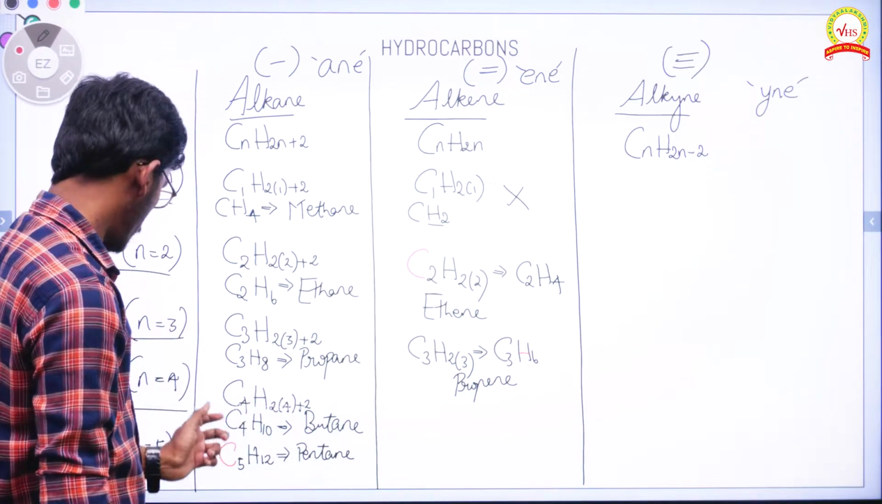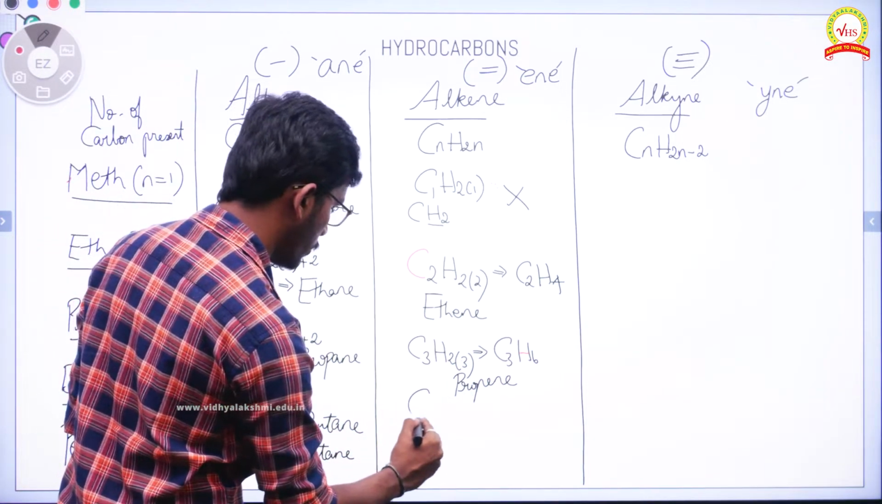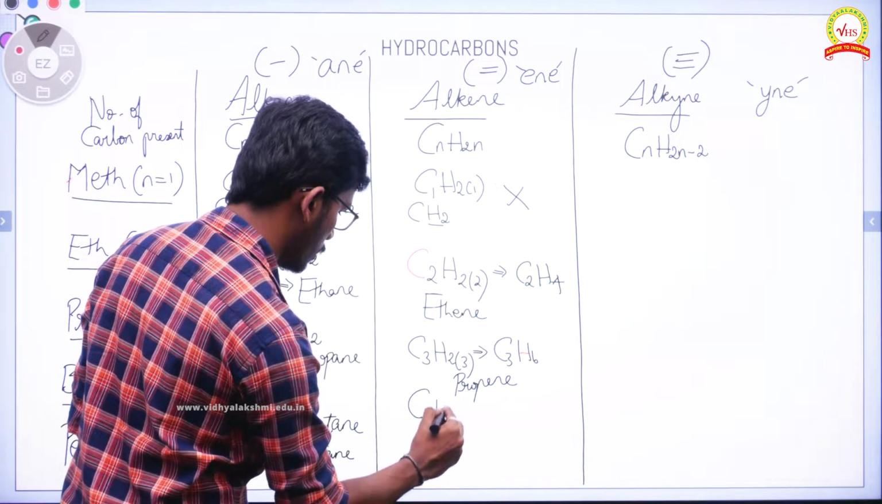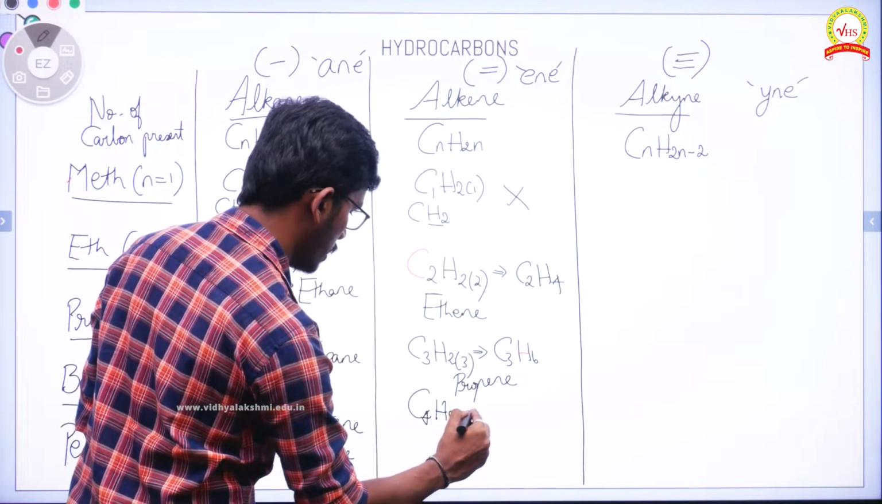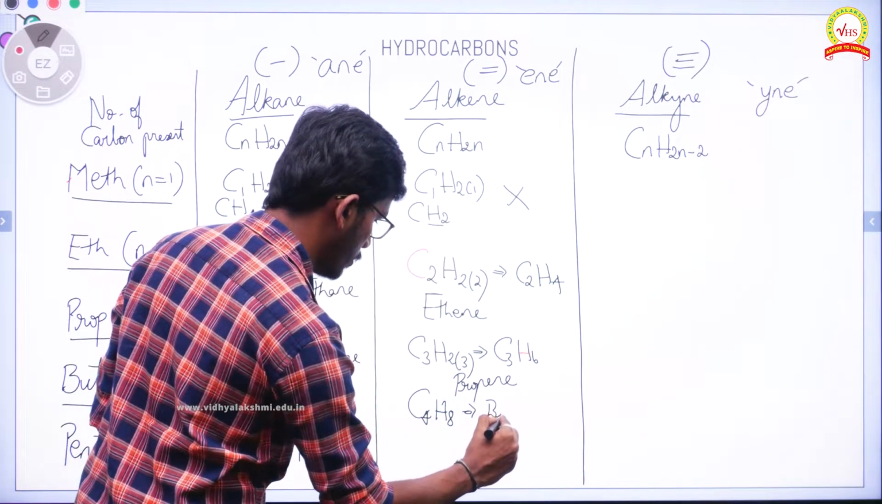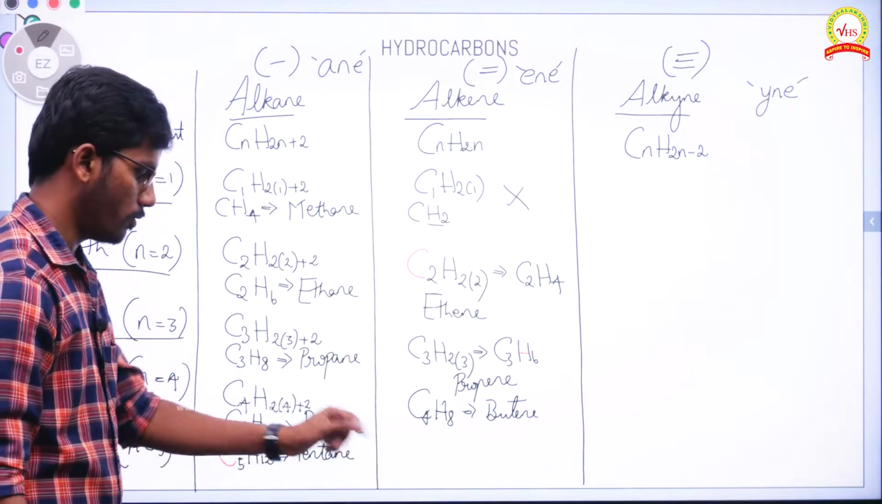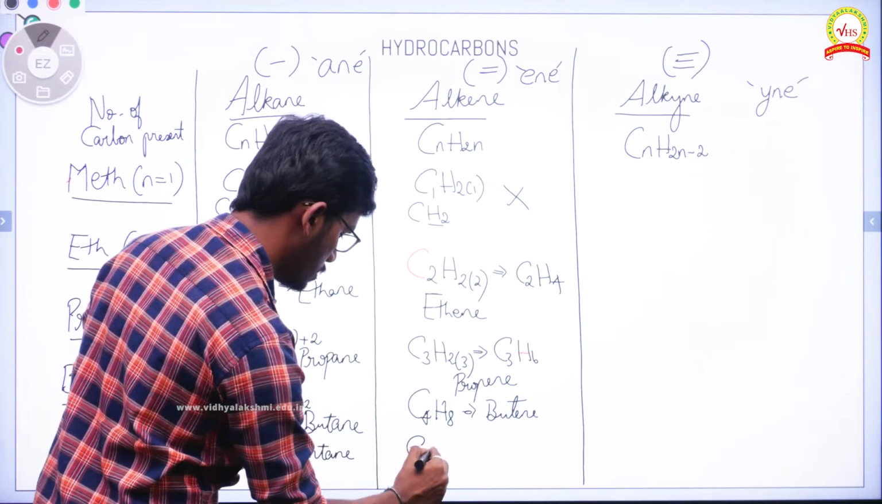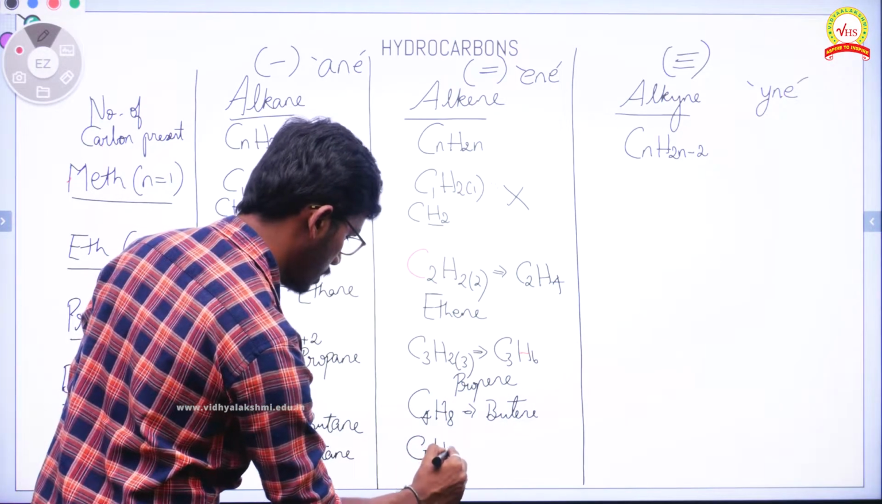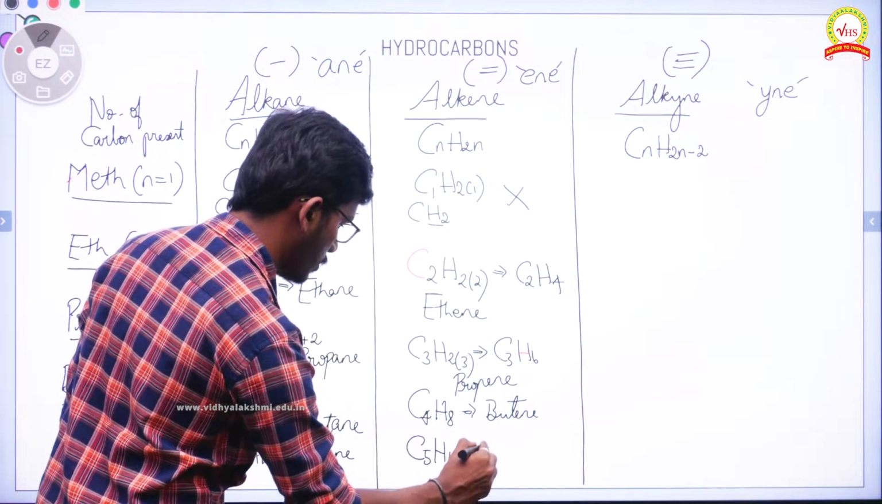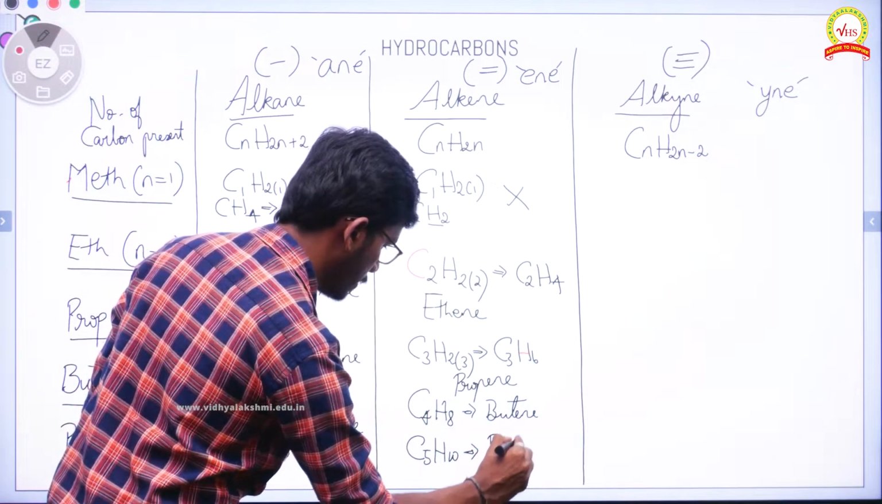Okay. In the same way for but, I will directly write the formula C4H8 and the name is going to be butene. For 5 carbon atoms, C5H10, the name is going to be pentene.